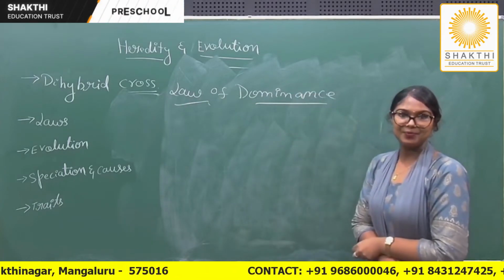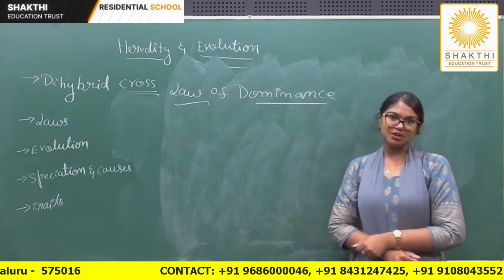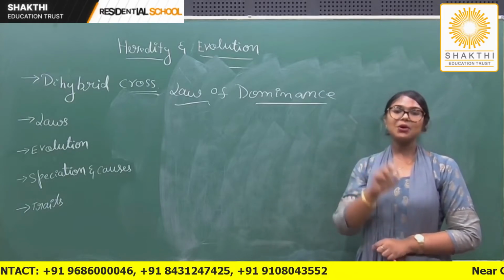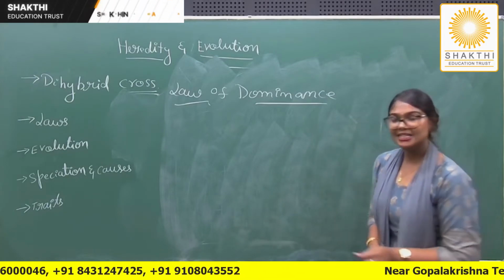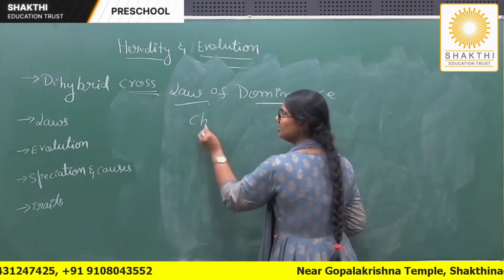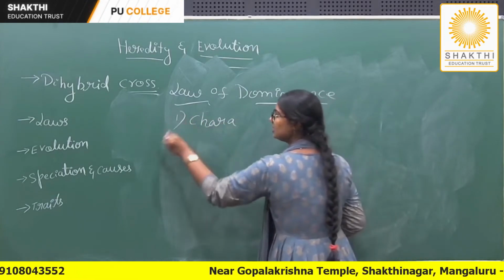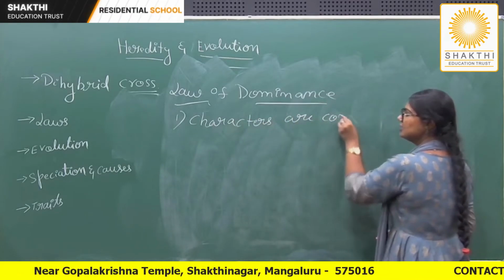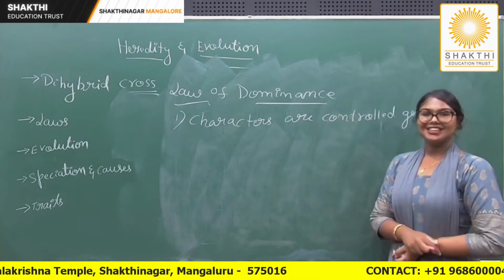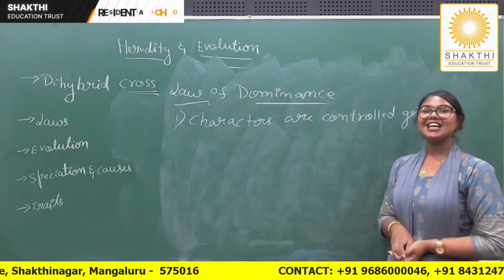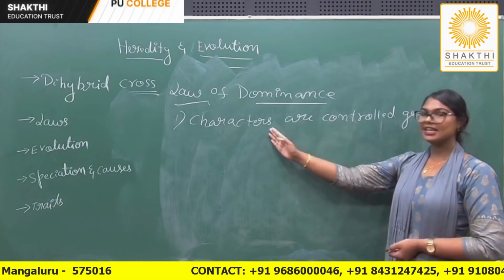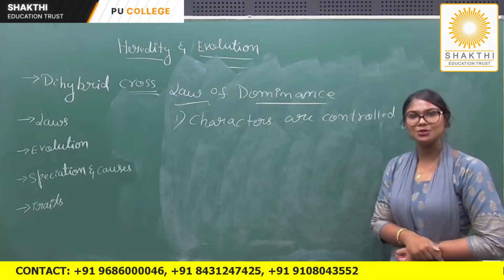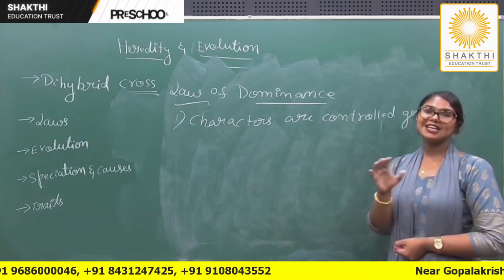What does it say? According to the law of dominance, Mendel has given 3 statements. Number 1, all the characters are controlled by genes. So first he says, characters are controlled by genes. Very important. This we have already seen in the last class, correct? That was characters are controlled by genes. I had given an example as to how to say that characters are controlled by genes.